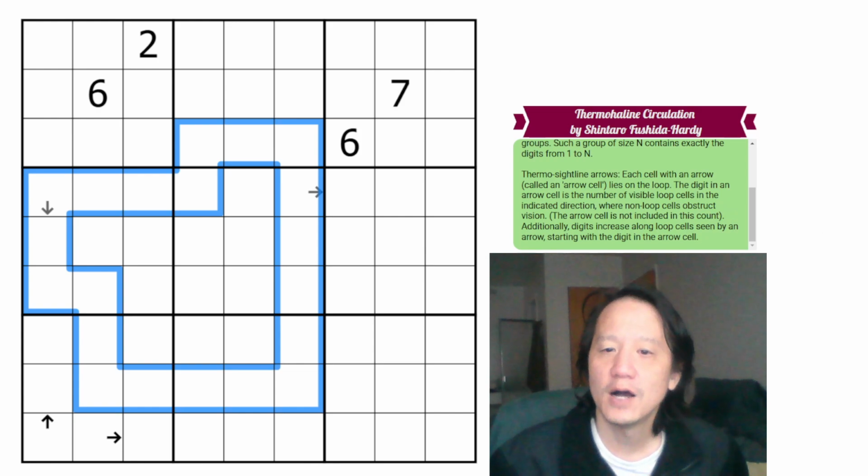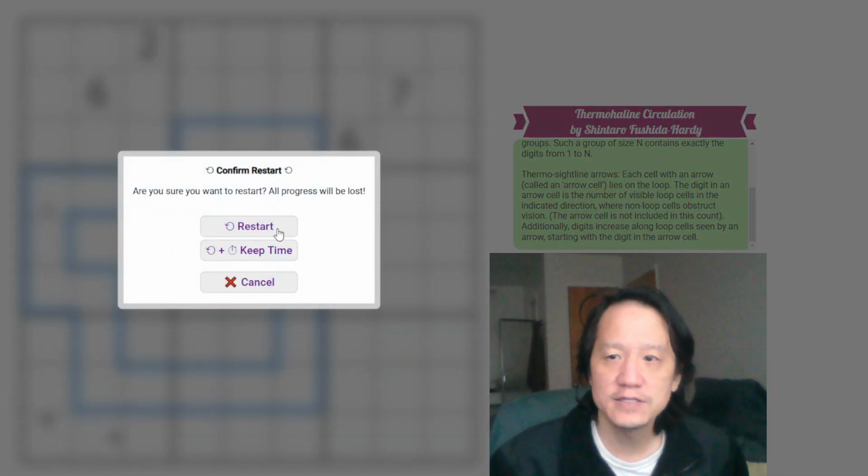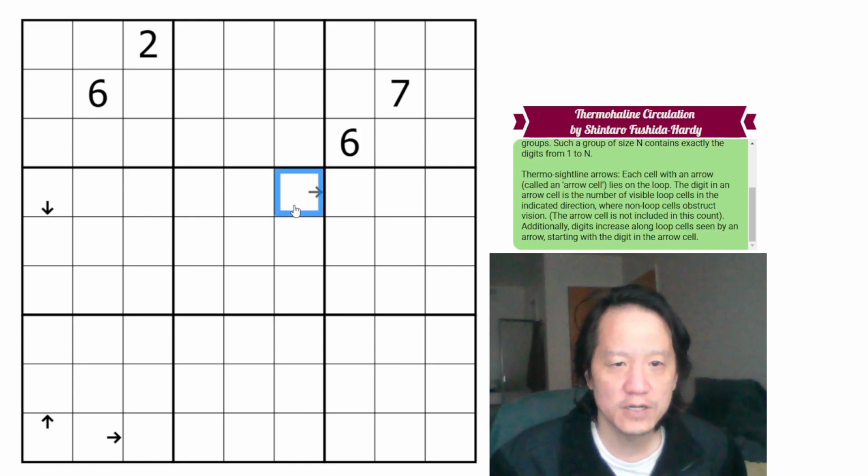And now, I'm going to get started. Let's go. Okay, so let's color all the arrows green because we know they're all in the loop.